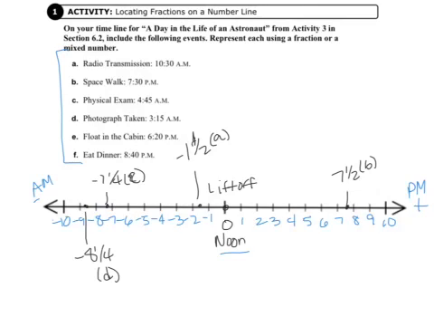Now the last two are on the PM side, so they should be pretty easy to count. And that is your assignment for this lesson, is to label letters E and F on the right-hand side. So those are both going to be on the PM side.